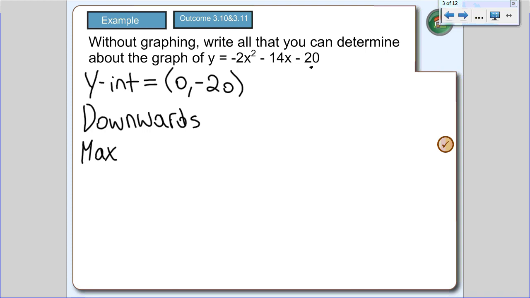Greatest common factor is negative 2. That leaves you with x squared plus 7x plus 10. Things that multiply to be 10 and add to be 7: 5 and 2.